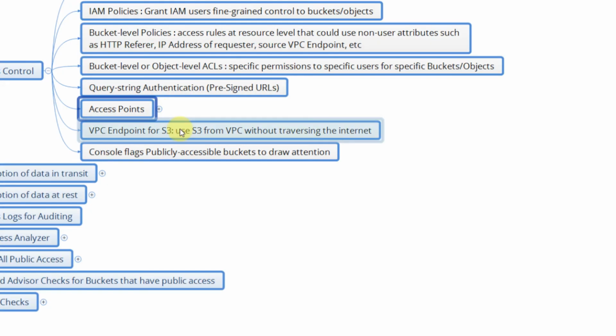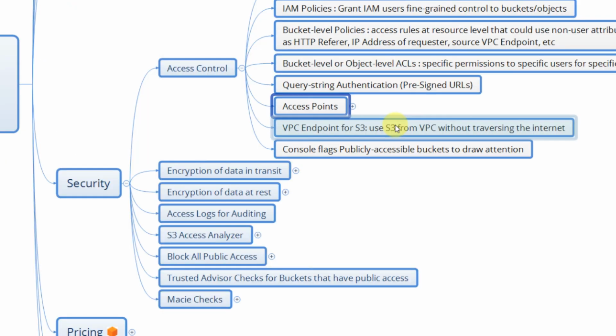One can use a VPC endpoint for S3. Using this, S3 can be accessed from a VPC without having to traverse the internet. Also remember that a console flags explicitly any publicly accessible bucket to draw attention.